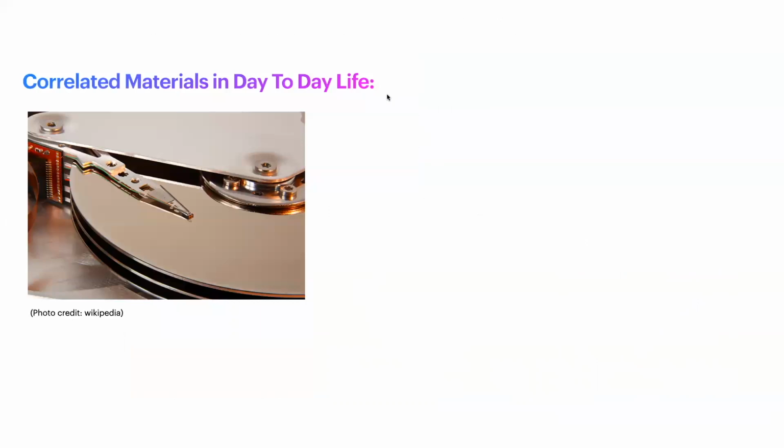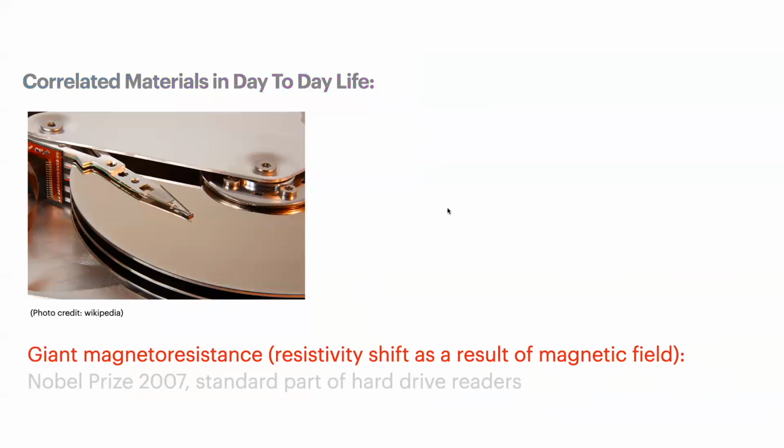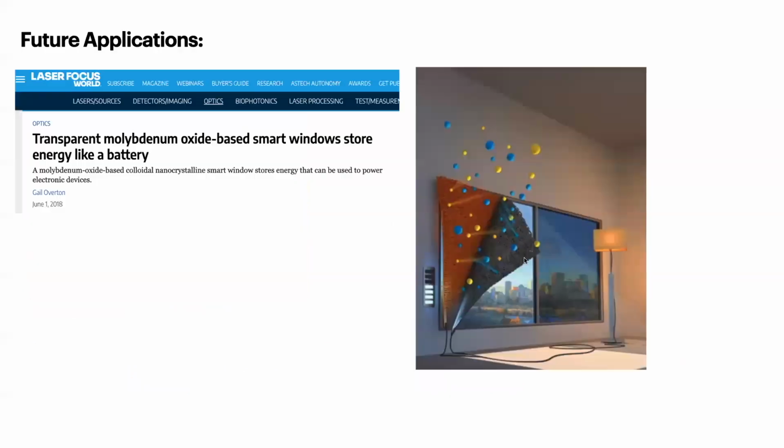Correlated materials are important in day-to-day life. For example, giant magnetoresistance is basically a resistivity shift as a result of an applied magnetic field. This reader here can tell changes in magnetic field as the disk rotates, and is an important phenomenon used in hard drive disk readers. This led to a Nobel Prize in 2007, and again, is a standard part of hard drive readers.